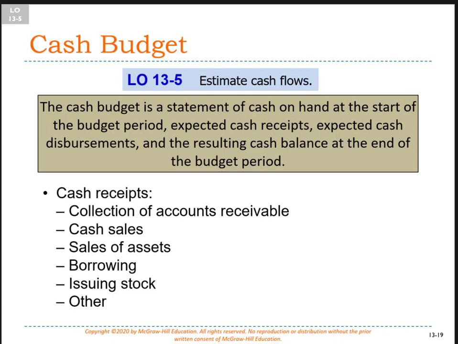So where do our cash receipts come from? Most of the time, the biggest one, of course, is collection of accounts receivable. That's what we're counting on. There's cash sales, occasionally sales of assets, maybe occasionally borrowing, issuing stock, but those are not what we want to plan on all the time. Usually, that's a response to not having enough of the regular cash receipts.